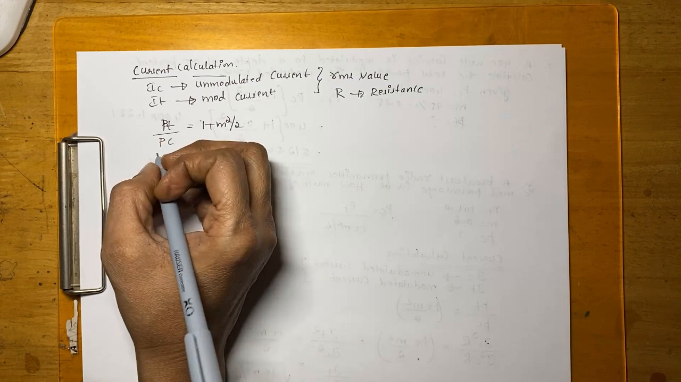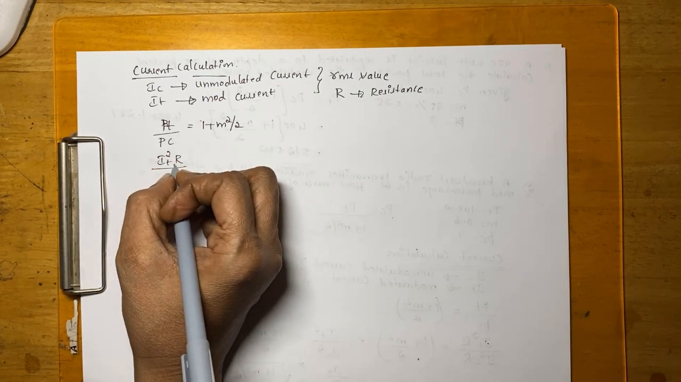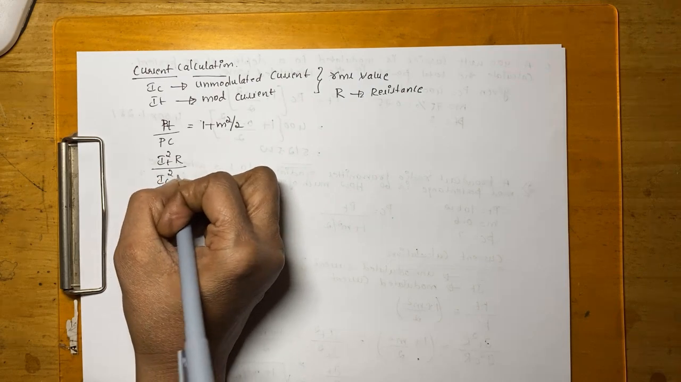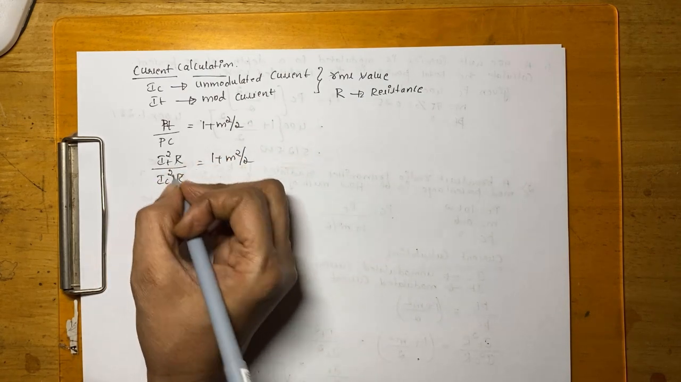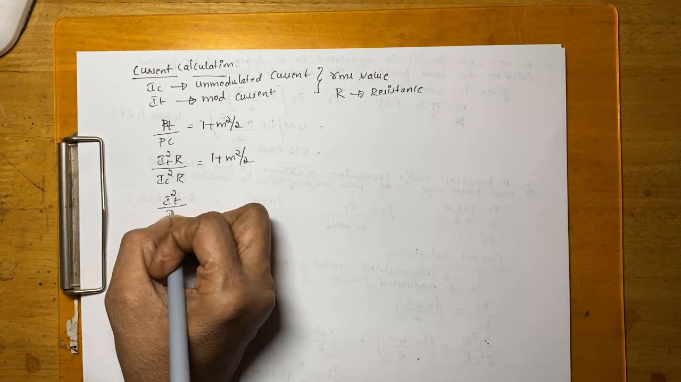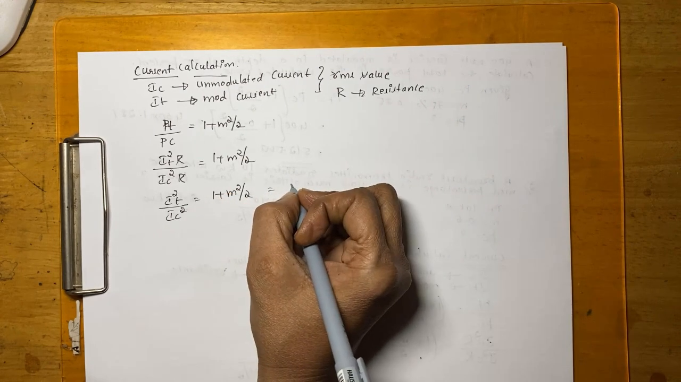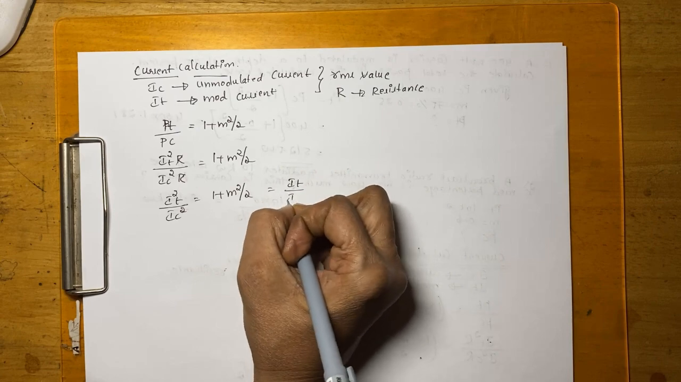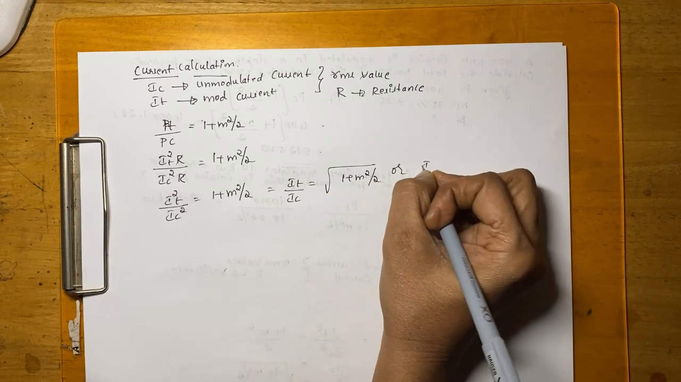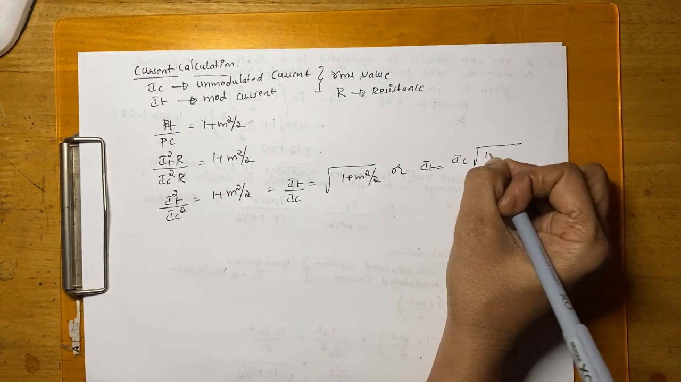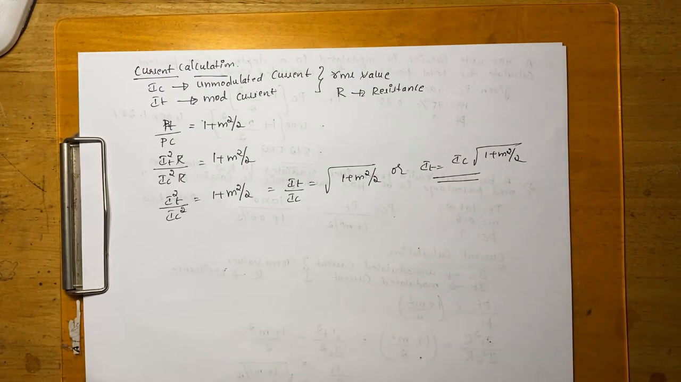This power in terms of current and resistance can be given as I square R. So IT square R by IC square R is equal to 1 plus m square by 2, where R gets cancelled. We get IT square by IC square is equal to 1 plus m square by 2, which can be written as IT by IC is equal to root of 1 plus m square by 2, or IT is equal to IC into root of 1 plus m square by 2. Even this formula is very important, which can be used in solving the problems.